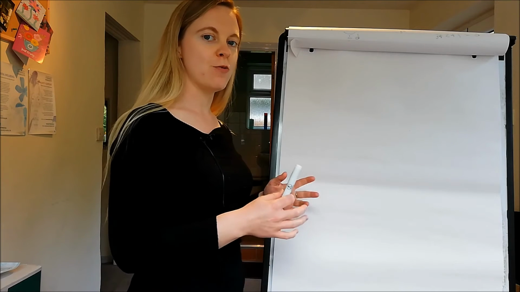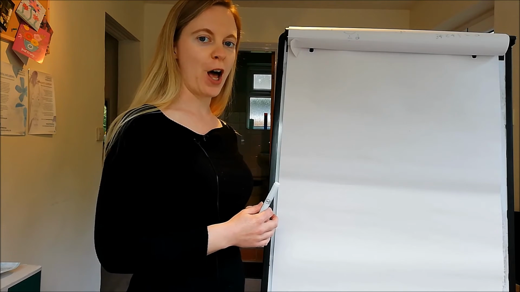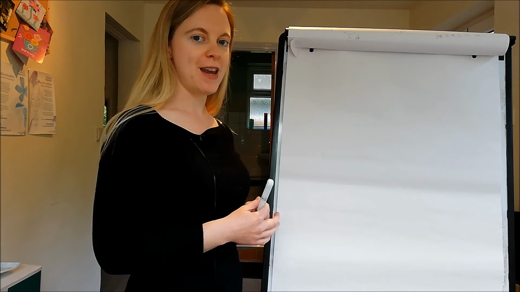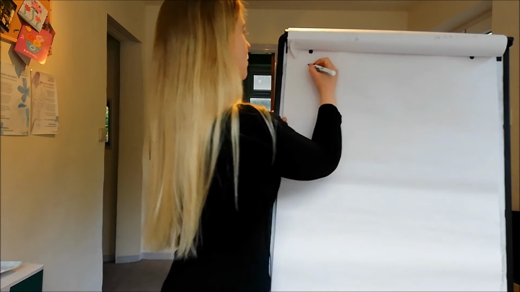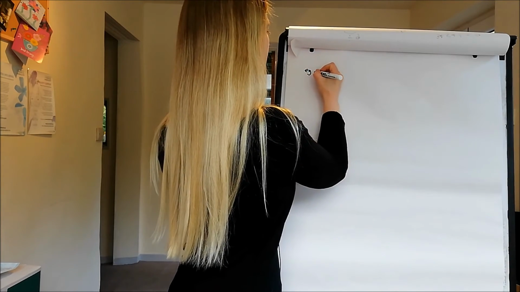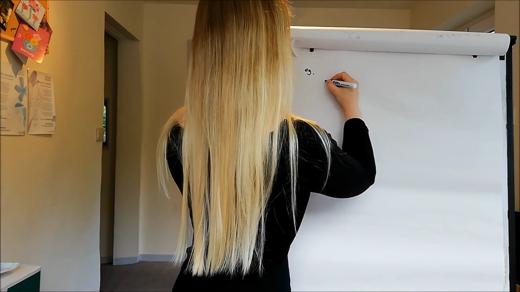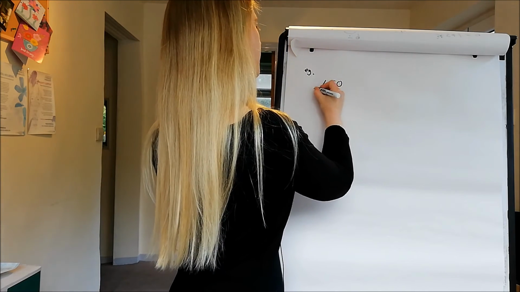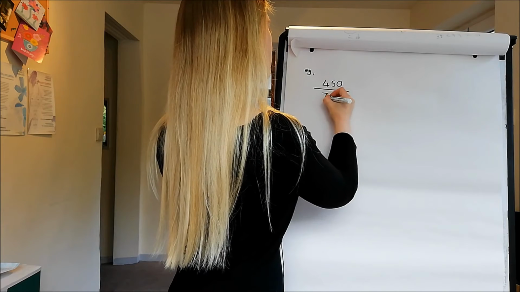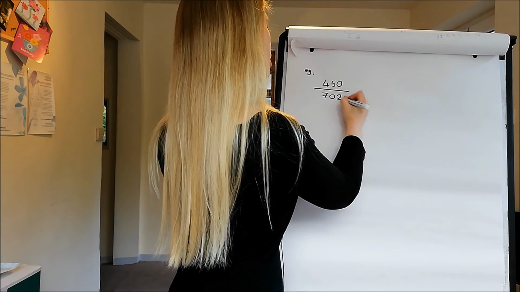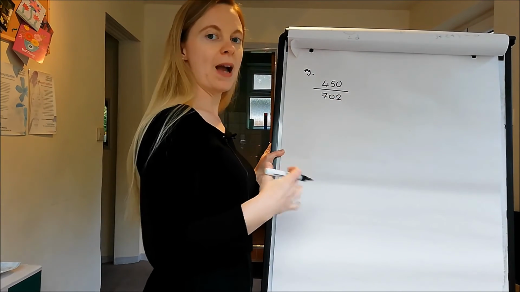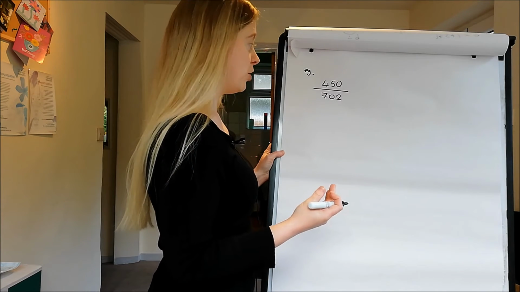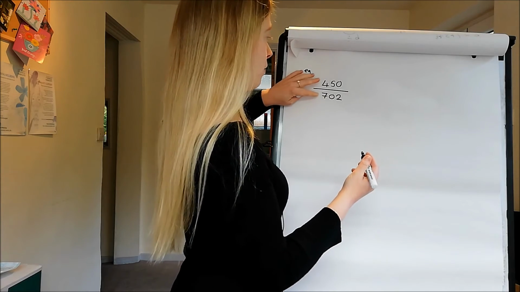It might just feel worse if the numbers involved are larger and seem more complicated, but the method you use never differs. So if we do, e.g., 450 over 702. That might seem worse because the numbers are quite large, but we can do exactly the same sorts of things that we were doing before.